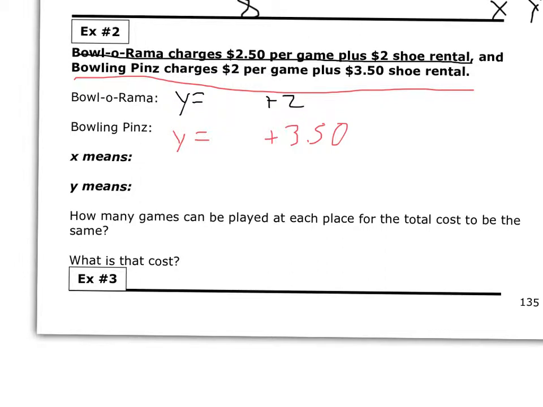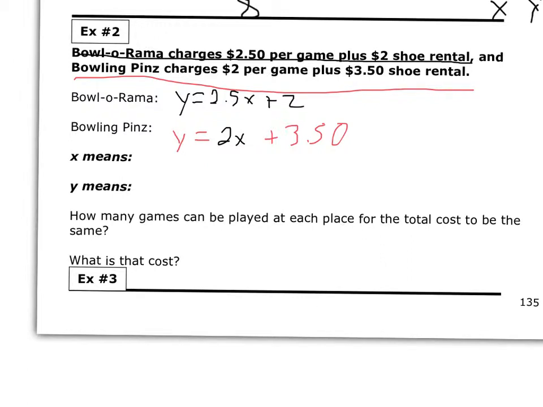Now let's go back and look at our slope. Okay, Bolorama charges you $2.50 per game. Per means multiply, so that means you have 2.5x plus 2. And of course, Bowling Pins, they charge you $2 per game, so that would make you have 2x plus 3.50. Okay, so there's our two equations, but we want to know what the variables mean.